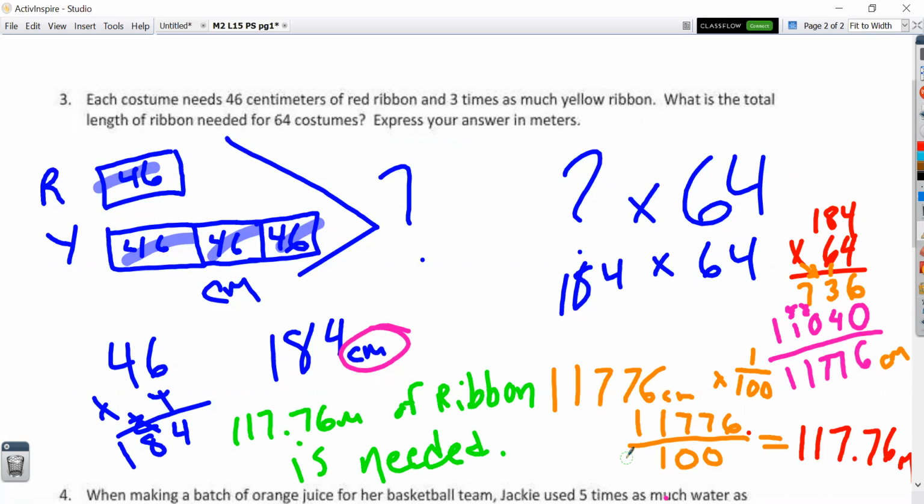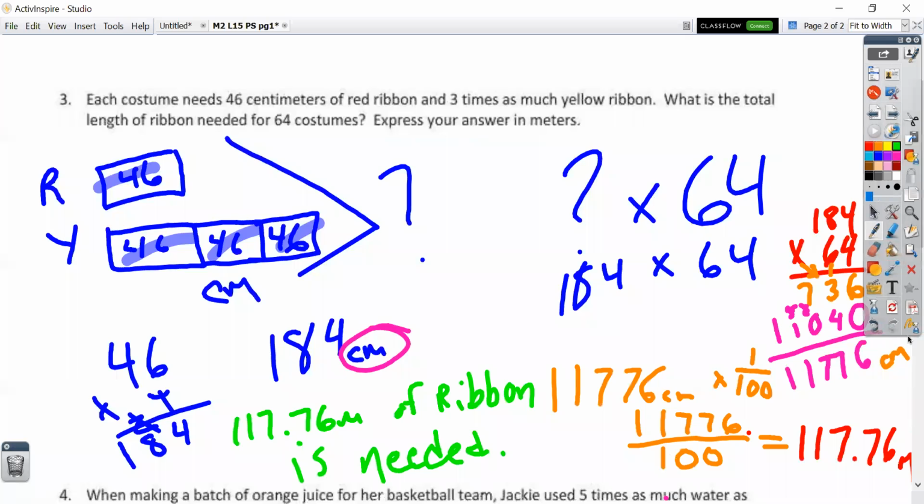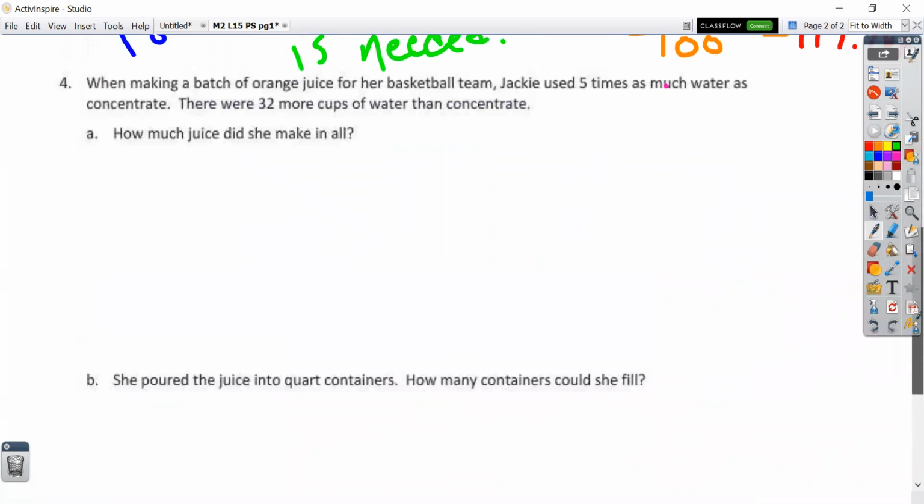Good. All right. Let's go ahead and check out this bottom question and see how we do on this one. Whew, lots of work. Nice job. Keep it up. Almost done.